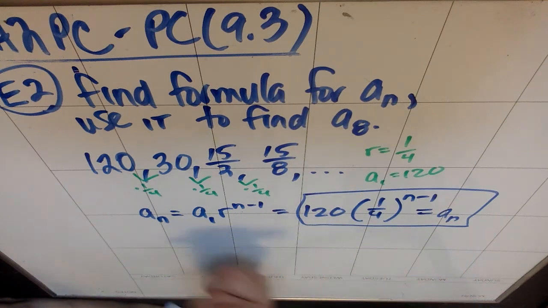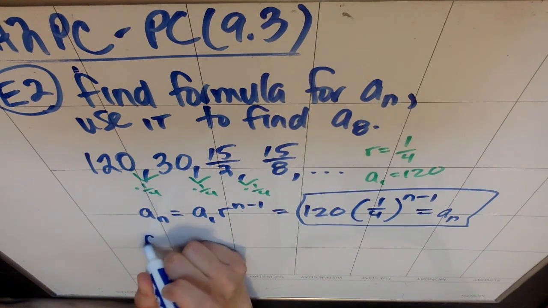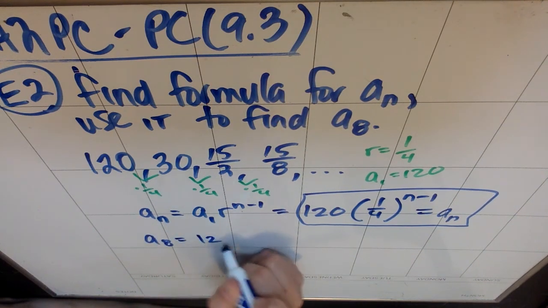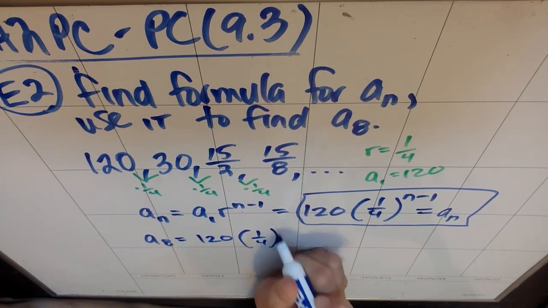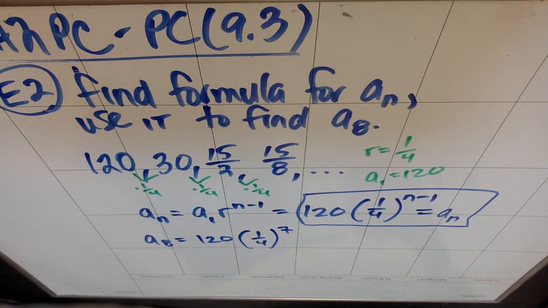Then I was asked to use that to find a sub 8, which would be 120 times this 1/4 to the 7th. Now, you can find 4 to the 7th on your own if you really, really want to. It's up to you. I'm not going to. I'm going to type in 4 to the 7th on my calculator.